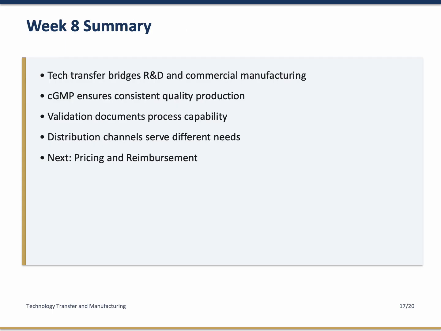This week we examined technology transfer to manufacturing operations and related commercial considerations. Technology transfer bridges R&D and commercial manufacturing, requiring careful management of cultural differences and knowledge transfer. CGMP requirements ensure consistent quality production through documented procedures, validation, and quality systems. Scale-up decisions balance technical risks with commercial requirements. Contract manufacturing offers alternatives to internal production with different risk profiles.